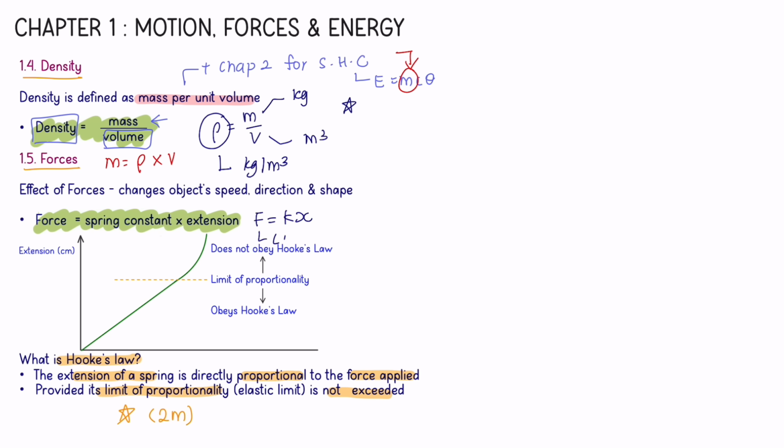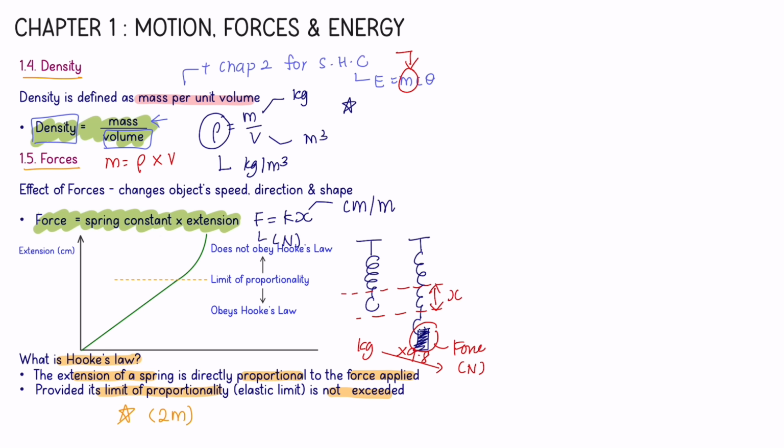The unit for force is Newton, and extension of spring could be in centimeters or meters depending on the question. So the weight applied here would be your force. Make sure it is in Newton. If they have given you the mass in kilogram, then make sure to convert it into Newton by multiplying by 9.8. And depending on how much the spring has extended, that would be the value of X.